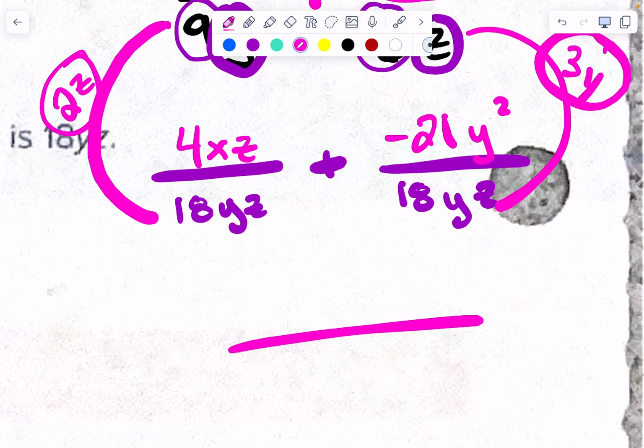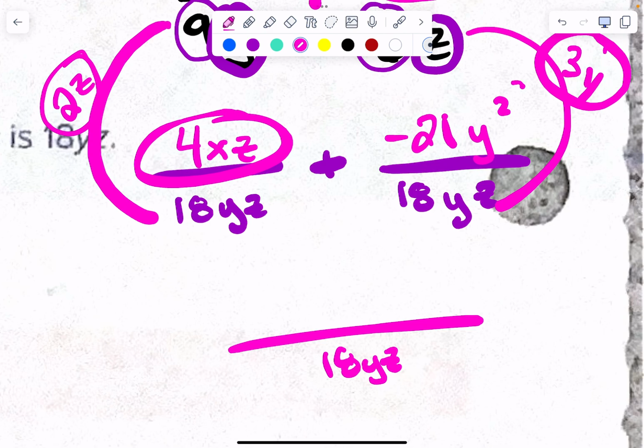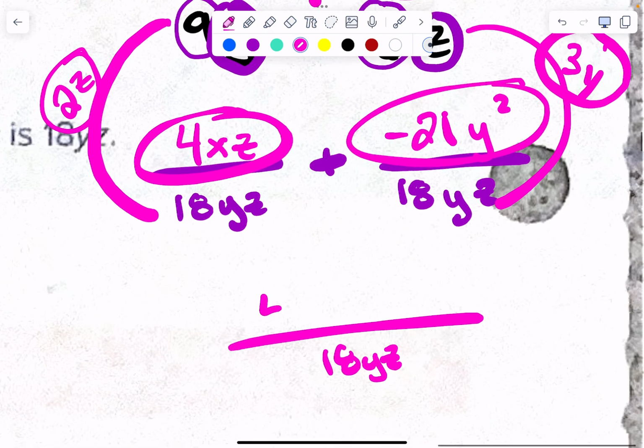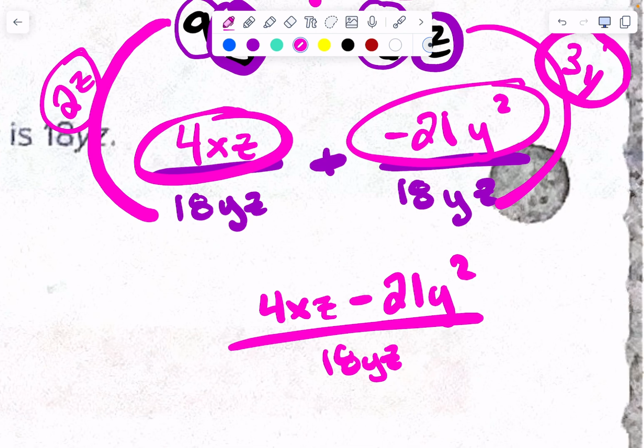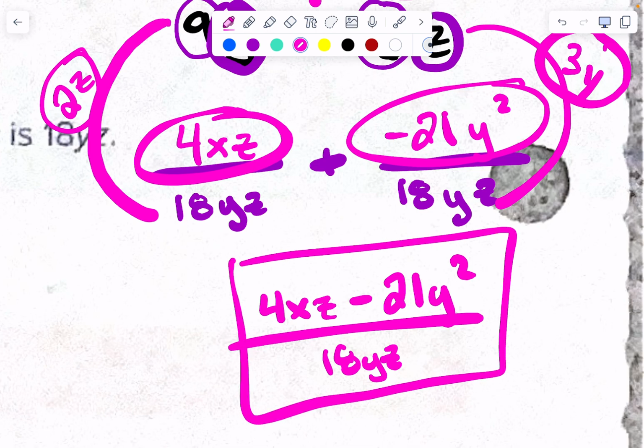We put it all under one roof. The bottom is 18yz because that's just the same. Can I add these two together? No, so I just do 4xz and then what? Minus 21y squared. Oh, yeah. Yep, plus minus just means minus 21y squared. Okay, good? Happy with that?